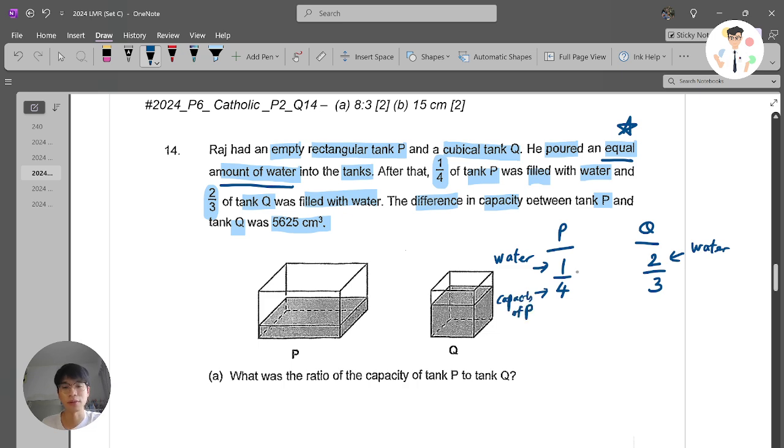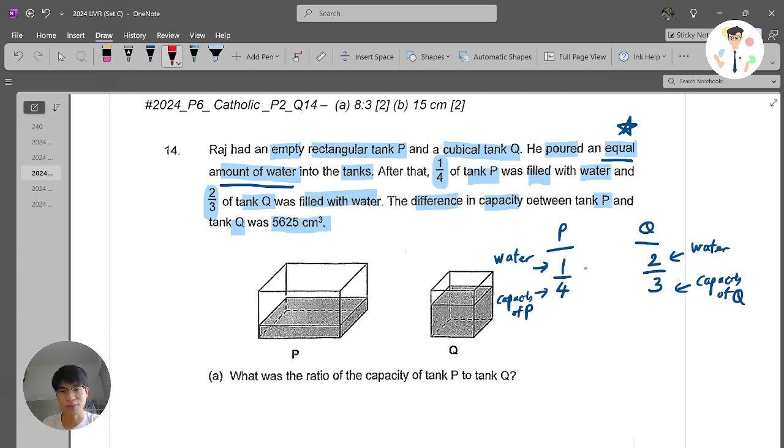This is the capacity of P, and this is the capacity of Q. So again, the amount of water is actually the same. So this 1 and this 2 are supposed to be the same, but they are not. So you make them the same by looking for the LCM. What is the LCM of 1 and 2? Basically 2, okay? So I times 2 here, I times 2 here, and I now get 2/8. Correct.